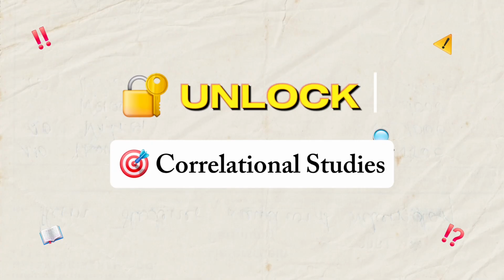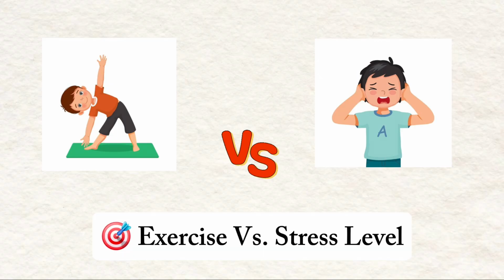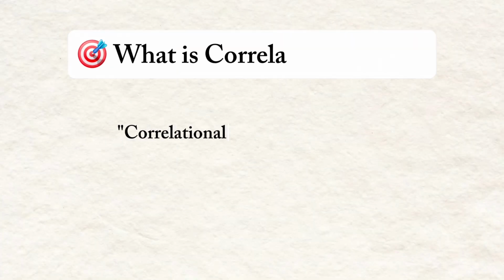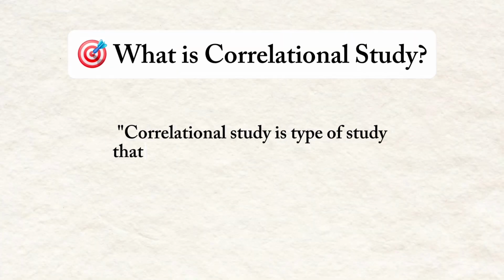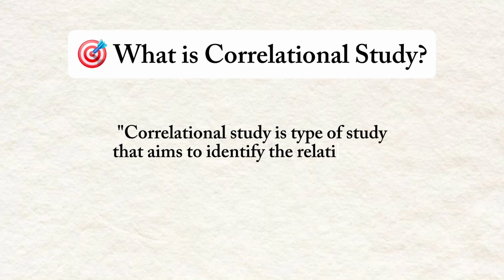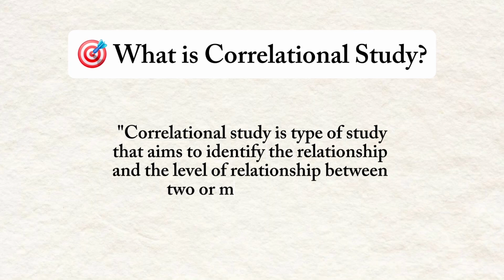Unlock correlational studies. Have you ever wondered if doing more exercise will lower our stress level? Let's find out using something called correlation studies. It helps us see if two things move together, like exercise and stress level. Correlation shows the relationship between two variables. It doesn't prove one causes the other, just that they are connected.